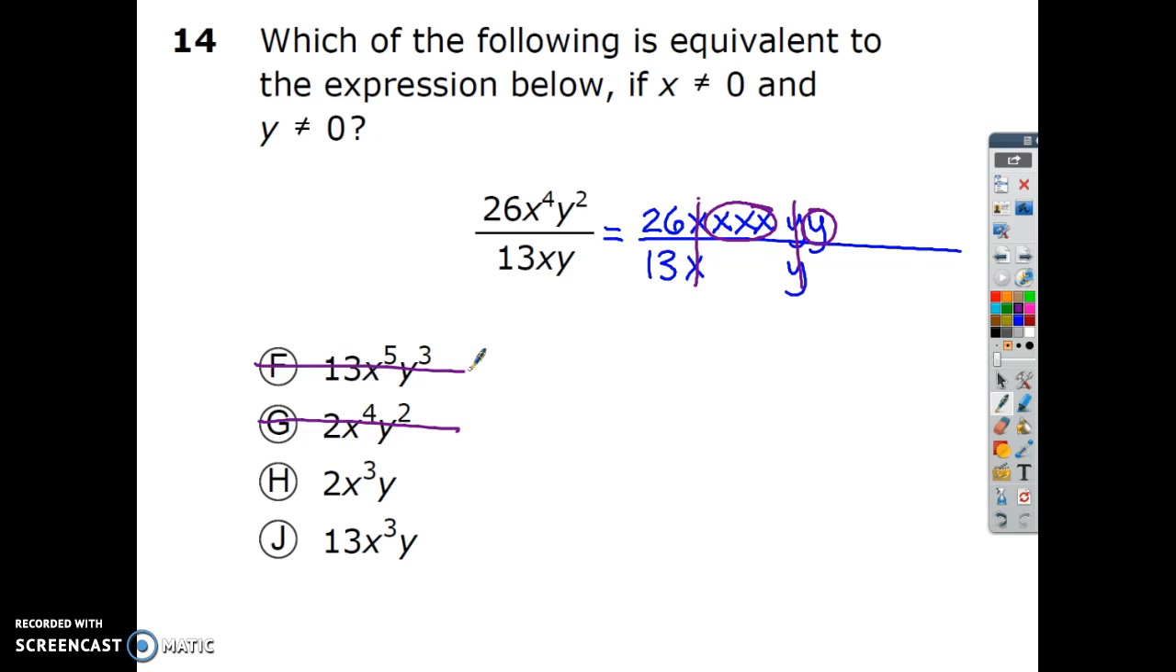And what do you do with 26 and 13? You divide them, and that gives you 2x cubed y. If you subtract them, you're going to end up with J. Okay? And that's not the answer. This is a division problem, so you divide them. The answer is H.